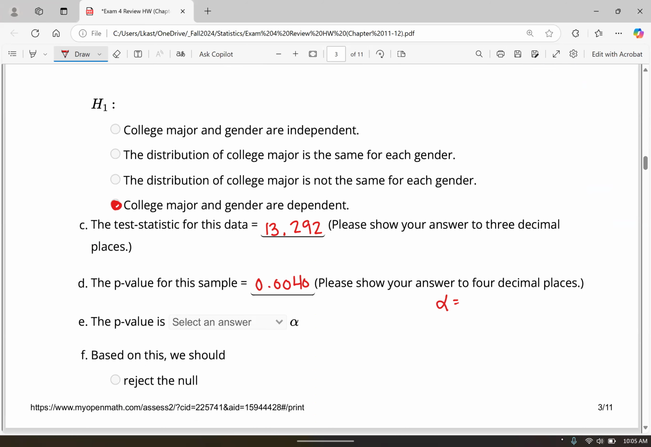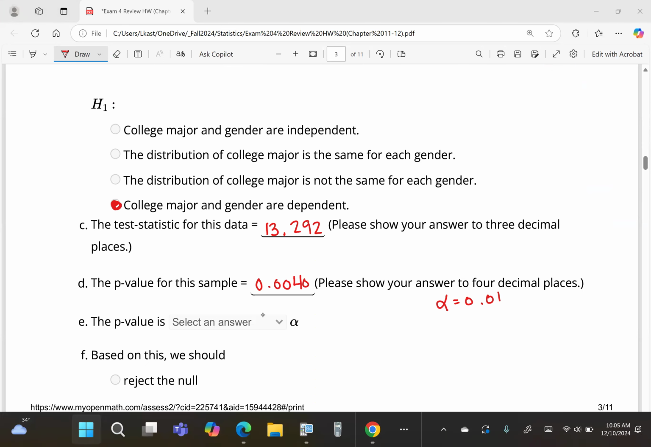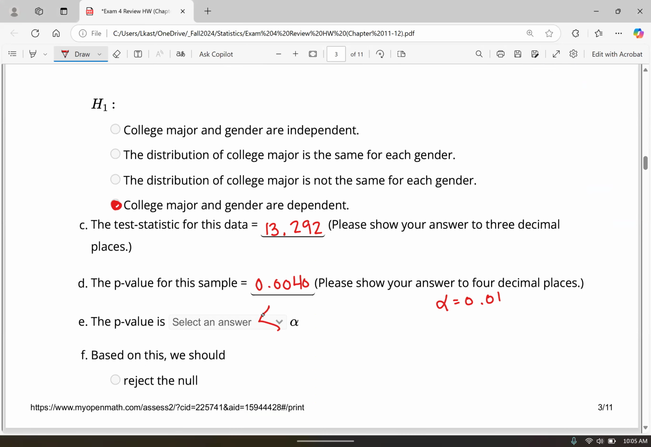Let's write that right here. So comparing our p-value to alpha, is it greater than or less than? It's less than. So our p-value is less than alpha. So what do you conclude? If the p is low, null must go. So are we rejecting the null hypothesis? So there appears to be dependence between gender and major.